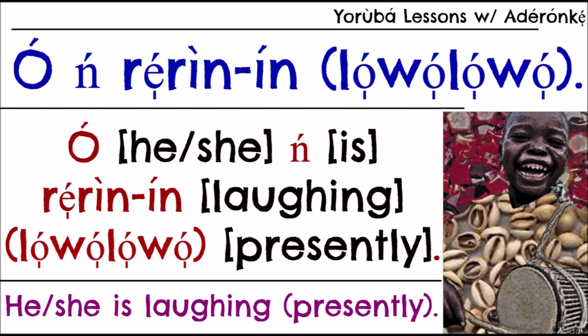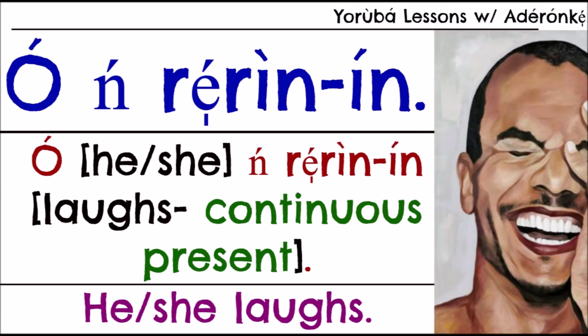If I say oreri lowo lowo. Oreri lowo lowo. O is he or she. Can be is or are, depending on what the sentence looks like, I've mentioned severally. Reri, laugh, laughing. Lowo lowo is presently, which can be excluded. So oreri lowo lowo is he or she is laughing. Now, if I say oreri, it could be he or she laughs. Like I said, it's something that they're able to do. Oreri, he or she laughs.